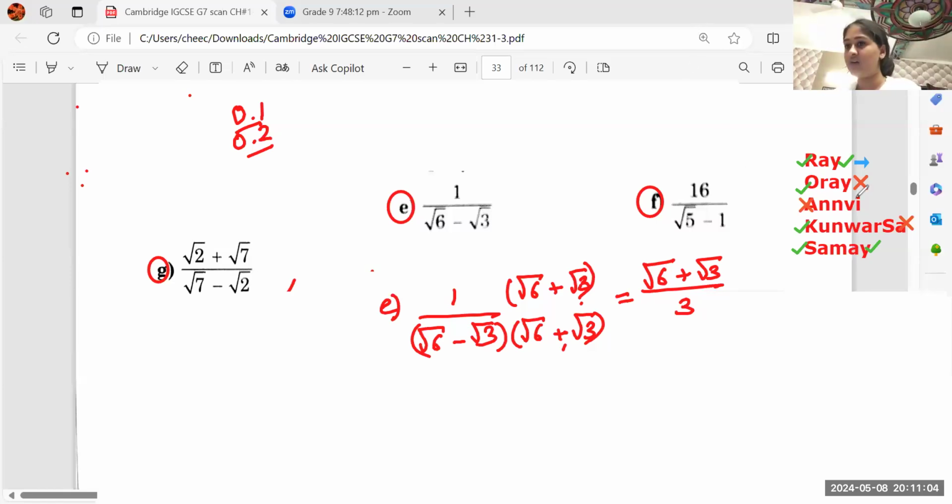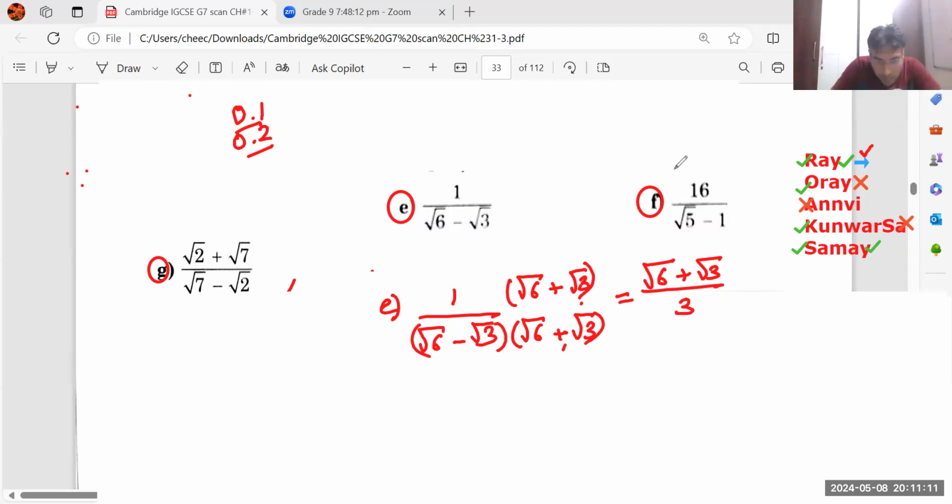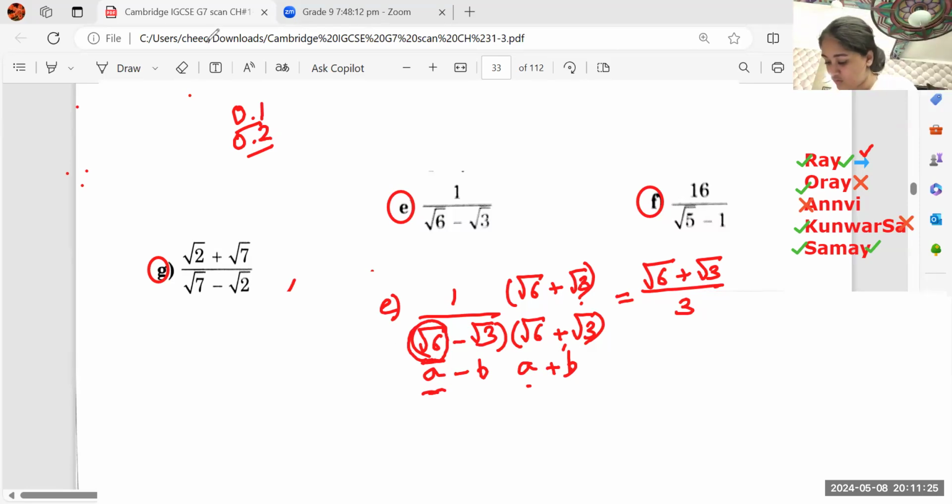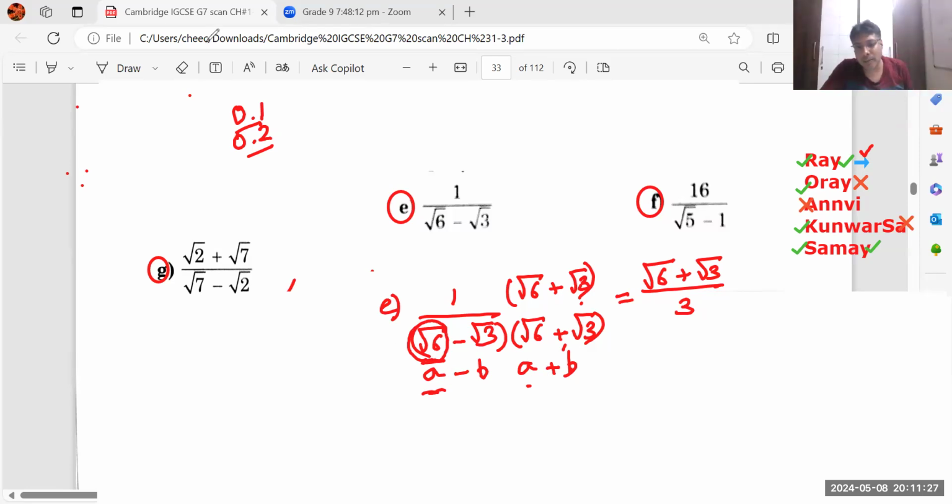Sir, I've written under root 6 plus under root 3 upon minus 3. How, beta, minus 3? Because this is A, this is B. So we do A square minus B square. Whichever is the first number, we do that. So it will be 6 minus 3, not 3 minus 6. Okay, got it.